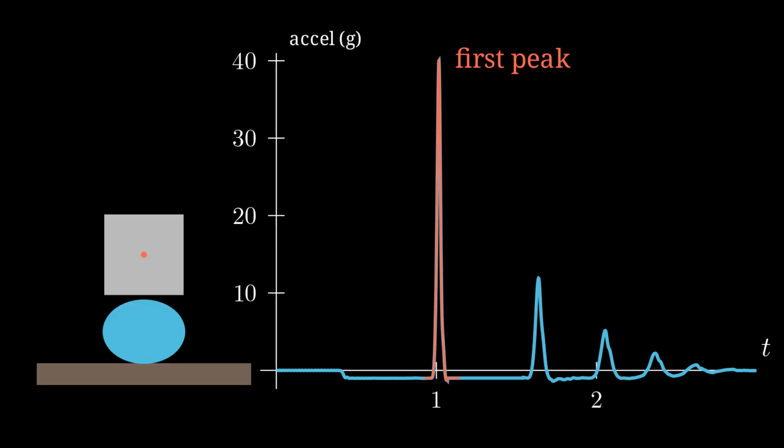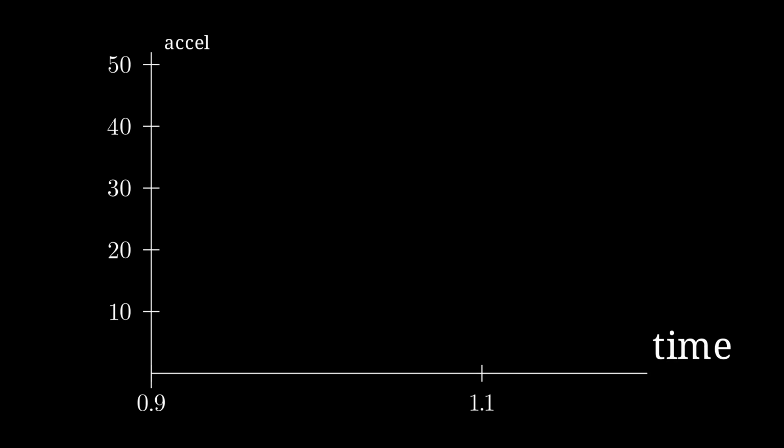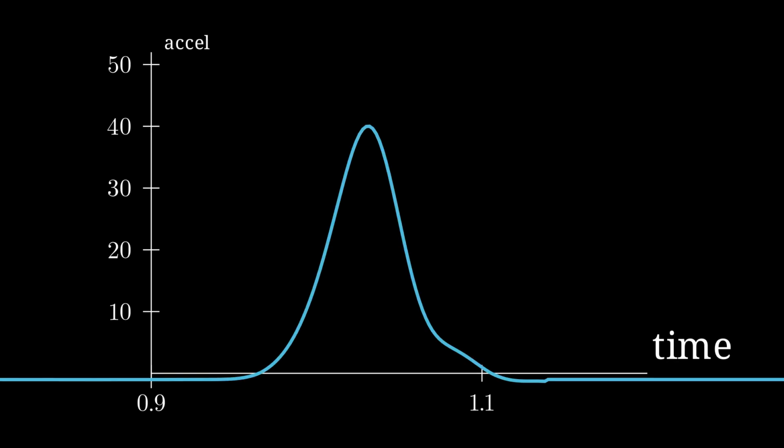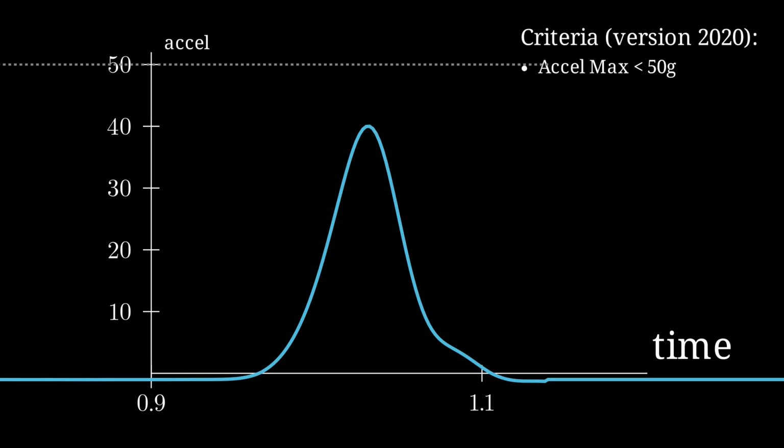On the next part, we will zoom on the first peak, trying to understand more the criteria. This is a zoom on the first main peak again. X-axis is time and Y-axis is the recorded acceleration. I will list the criteria that the impact pad should fulfill to pass the 2020 version of the EN. First, the maximum acceleration recorded should be lower than 50 g.